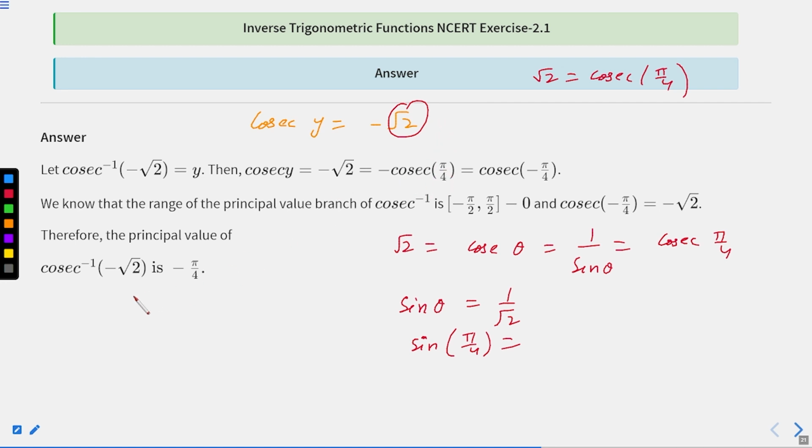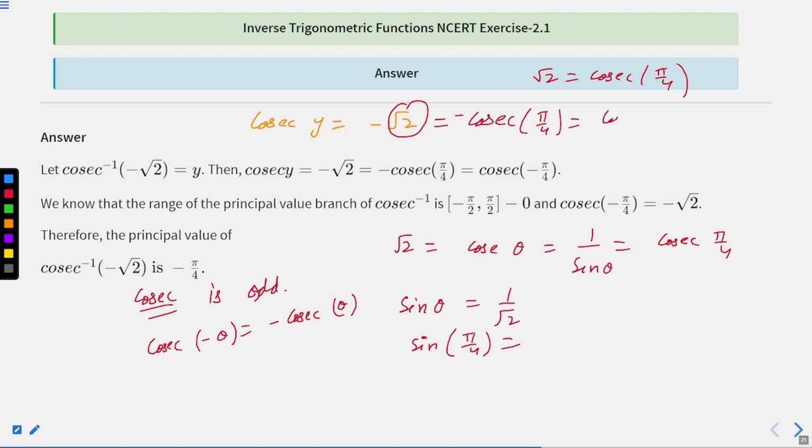know that cosec is an odd function, so this means cosec of minus theta is equal to minus cosec theta. This means it is equal to minus cosec pi by 4, and this further equals cosec of minus pi by 4. I hope it is now clear why we wrote it like this.